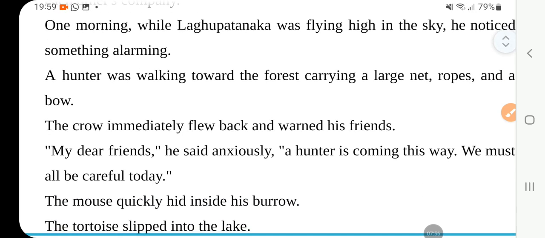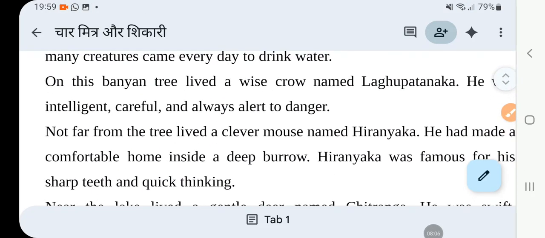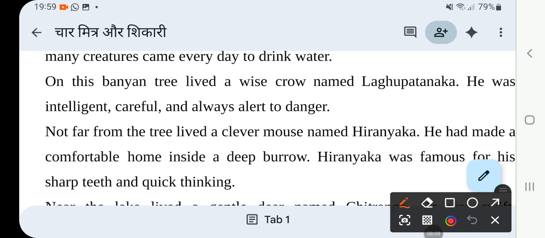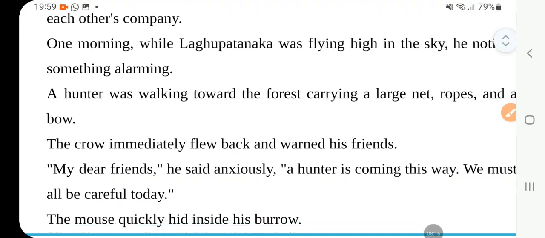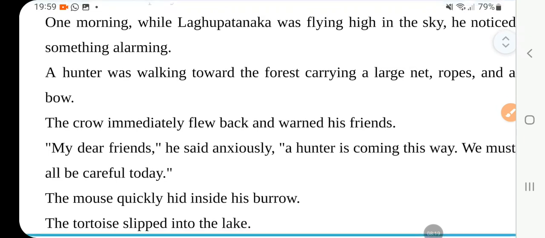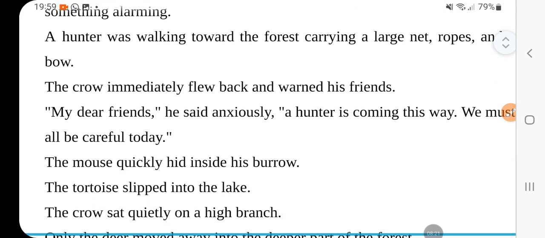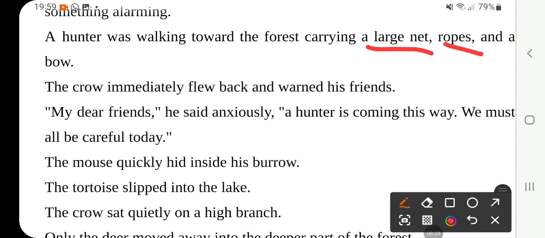One morning, while Lagupatnak was flying high in the sky, he noticed something alarming, because we know that he is intelligent, careful, and always alert to danger. A hunter was walking toward the forest carrying a large net, ropes, and a bow.